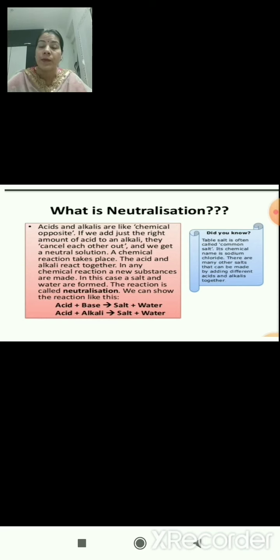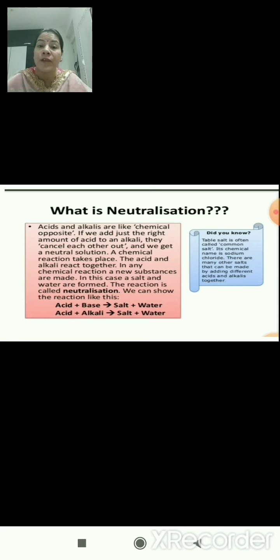Children, before discussing this question's answer to you, I want to tell you one thing, that bases are also known as alkalis. Acids and alkalis are like chemical opposites to each other. And the verbal meaning of neutralization means compensating something or making something neutral. If we add just the right amount of an acid to a base or an alkali, they cancel each other out and make each other neutral.